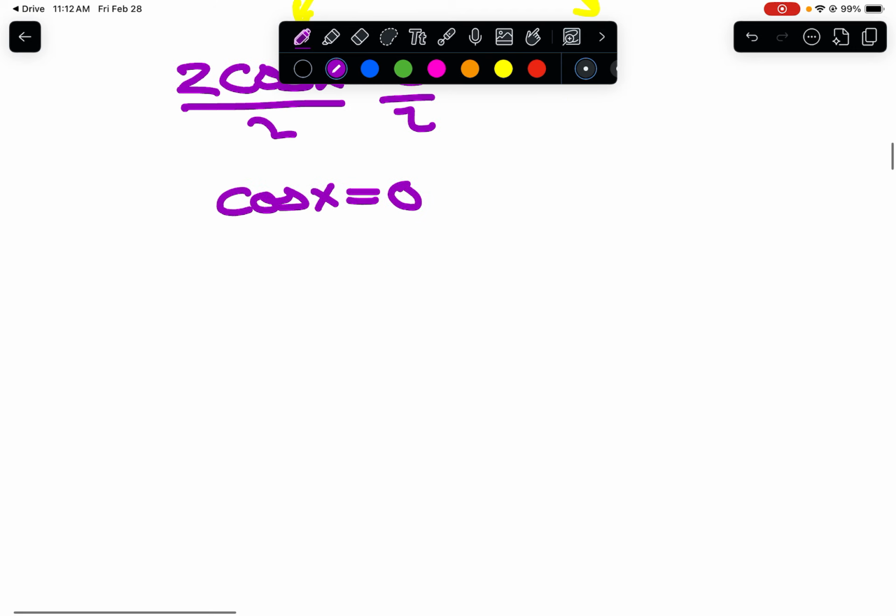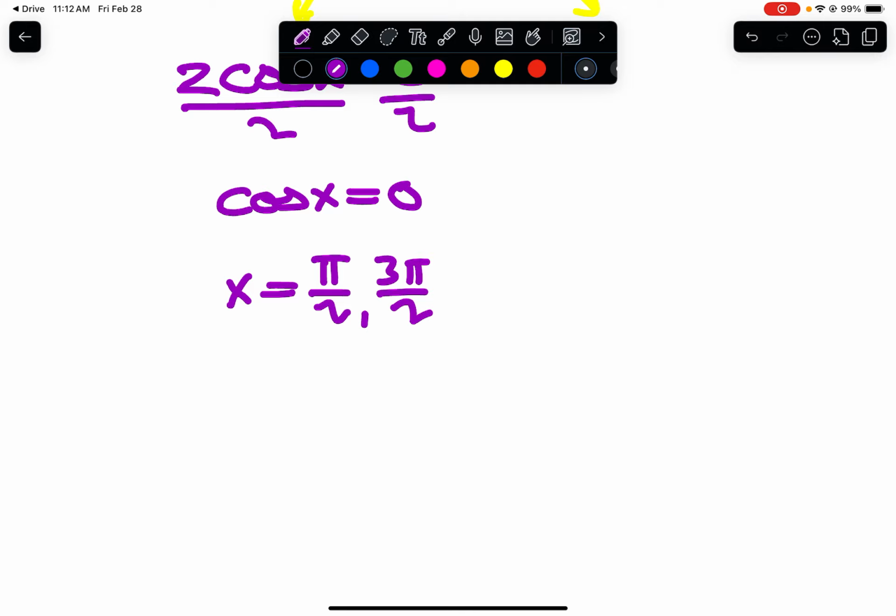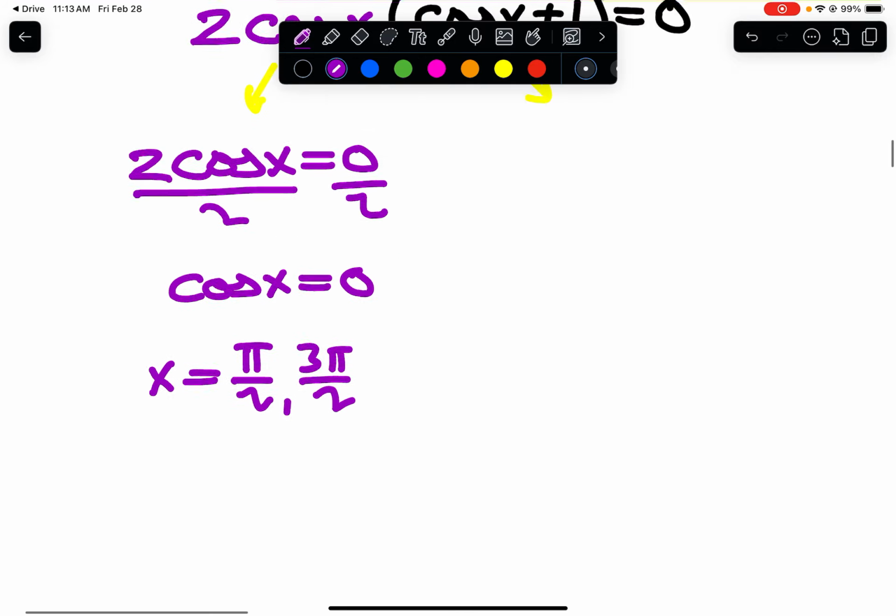So when cosine is equal to 0, well, that's going to happen straight up and straight down on the unit circle, which means that's going to happen at pi over 2 and 3 pi over 2. So we have 2 solutions so far, which we are going to have to check.